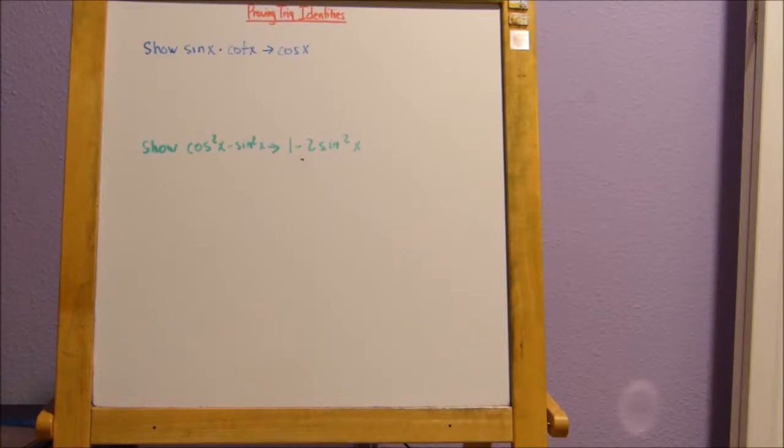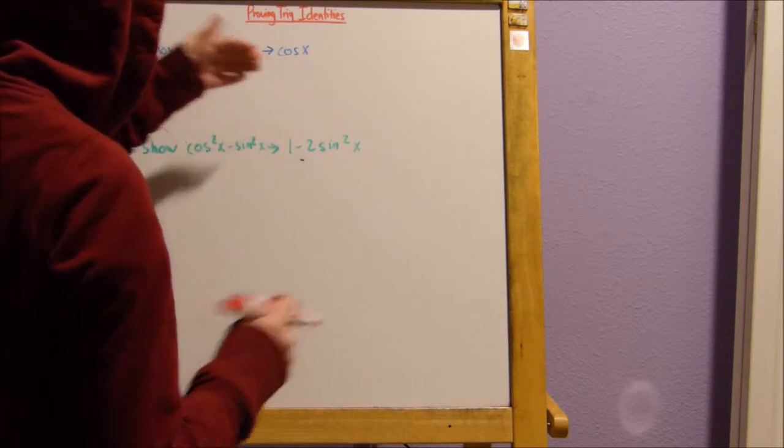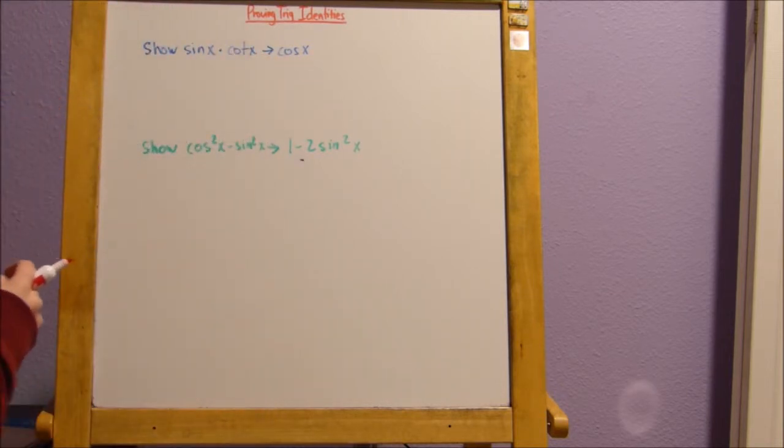Okay, so now let's talk about how to prove trig identities. Using the trig properties that I showed in the last video, it should be pretty easy to prove these trig identities. You just have to know which trig property to use. So, in this example, show that sine of x times cotangent of x yields cosine of x.